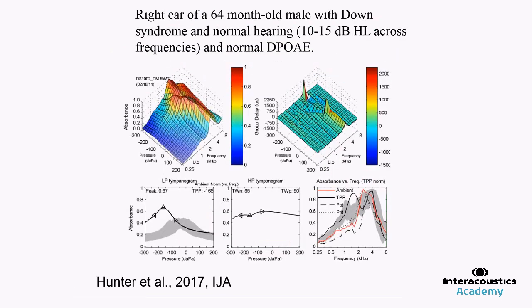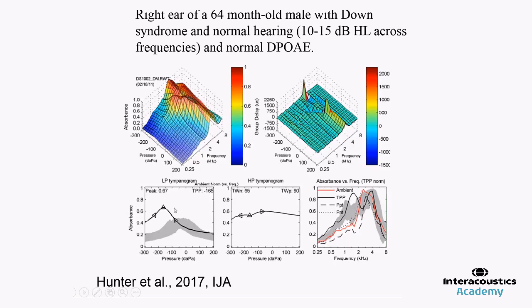All right, this is an individual recording from a 64-month-old boy with Down syndrome who had normal hearing and normal DPOAEs. And you can see this 3-dimensional graph shows in that mid to high frequency region lots of yellow and red, showing that we've got good absorbance in this range. This is the phase plot over on the right side. I'm not going to spend a lot of time on phase today because it's more difficult to interpret.